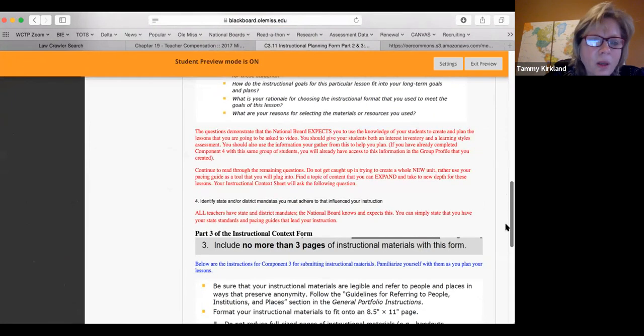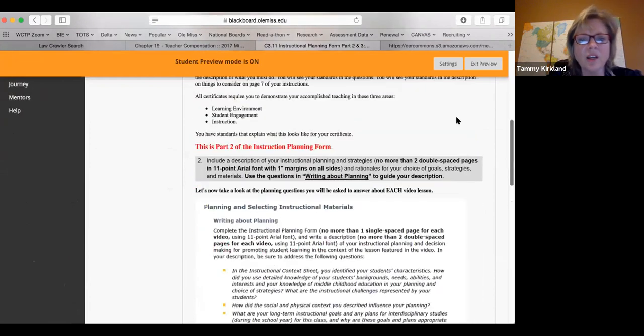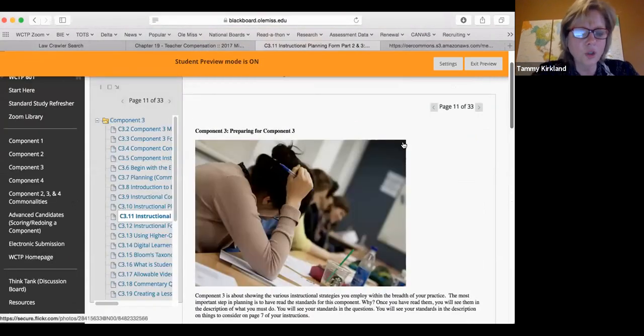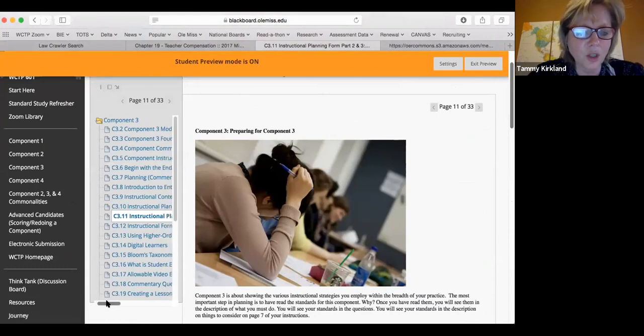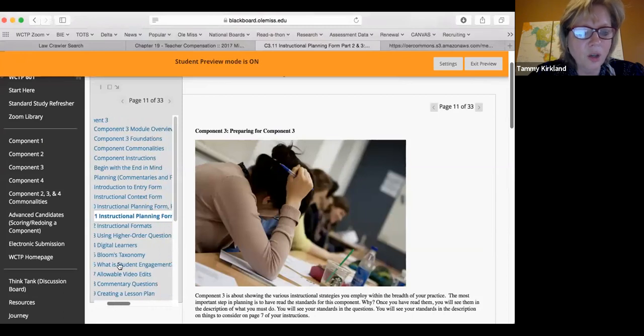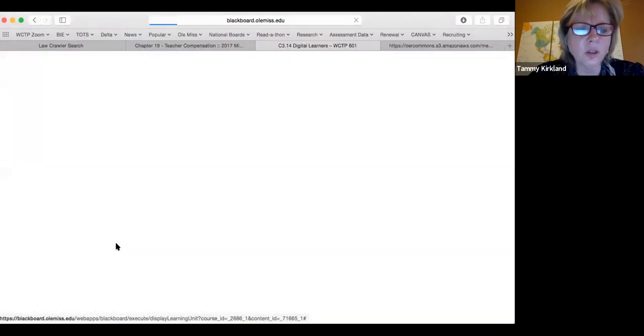So, and to get specific, it cannot be. That's not possible. It was not designed to be. You should always, and it always tells you, you should have your materials in front of you. It uses different samples as you go through it. Here you're talking about digital learners.